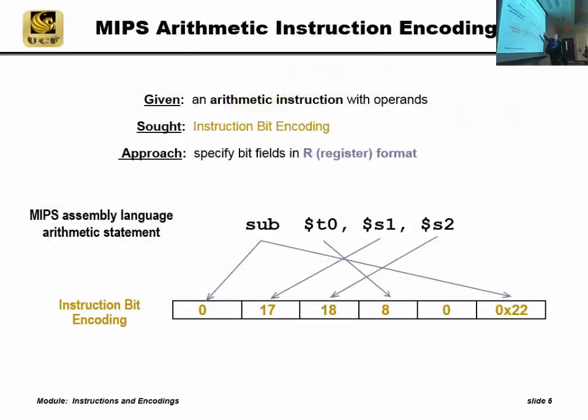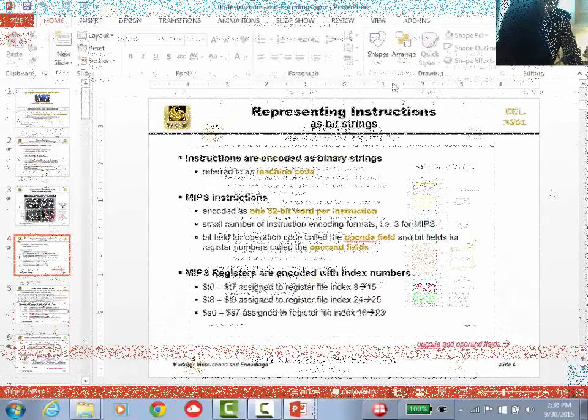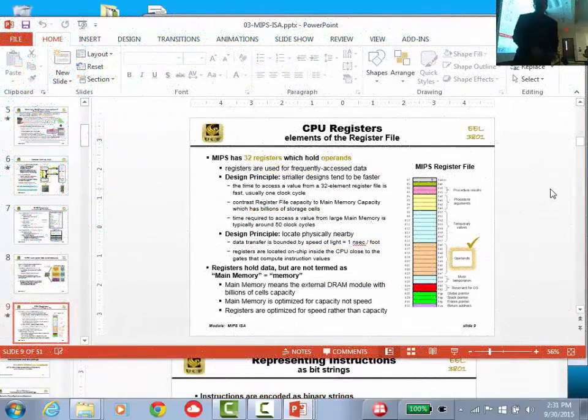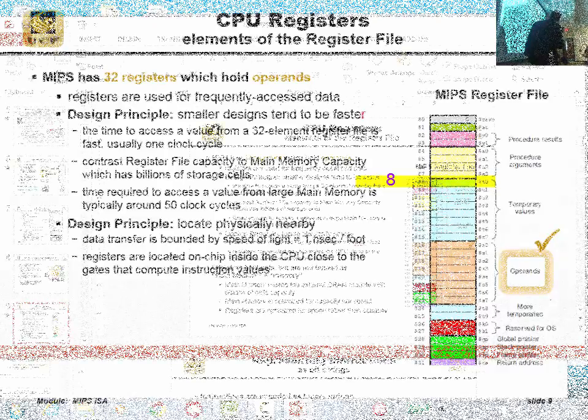So T0 is stored as a number. How many bit number? 5 bits. What number is that? 8. Where do they get the number 8? It's the register number 8. Remember the register file? What is this? A register file. What about T0? What register number is T0? 8. They go in order. Does everybody see why?